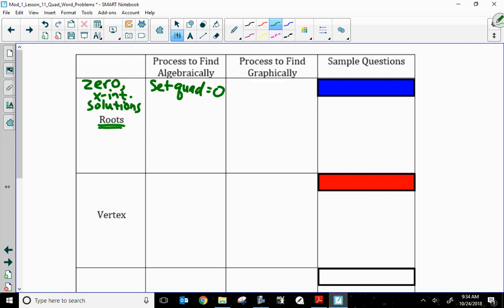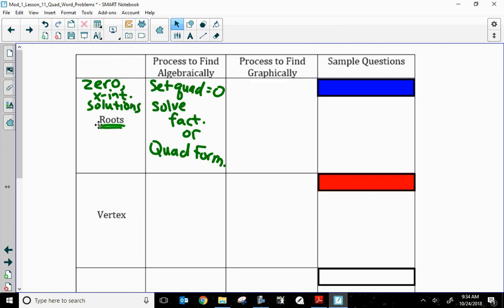And then we can solve by factoring, or if we can't factor it, we can use our quadratic formula. All right? So first thing, set that quadratic equal to 0. We can factor and solve, or we can use the quadratic formula. All right? How would I do this graphically? Well, right here, it's the x-intercepts. My x-intercepts, that's right where my graph touches the x-axis, okay?